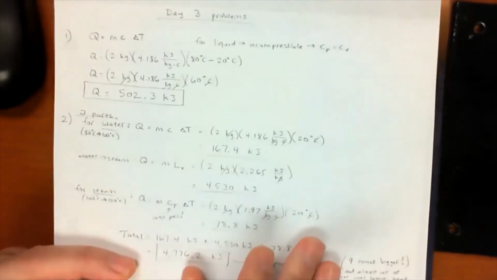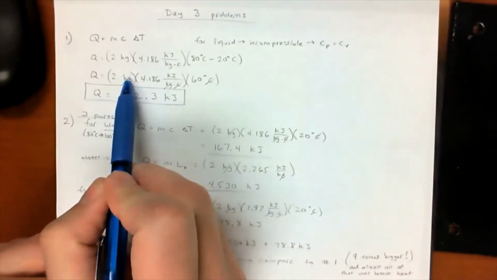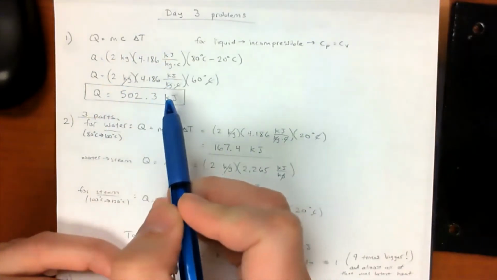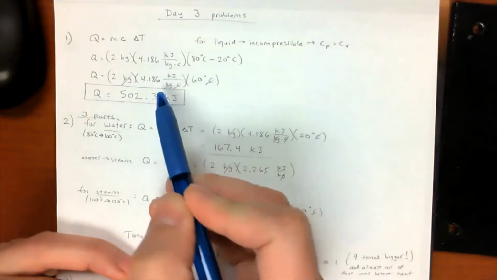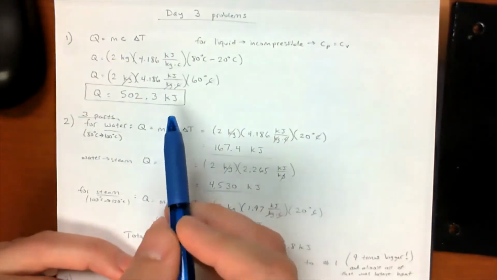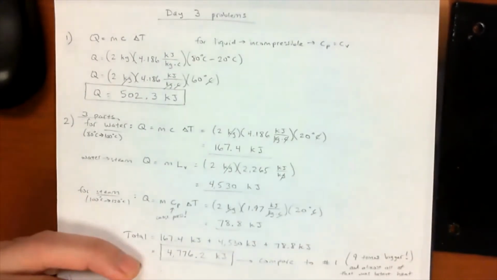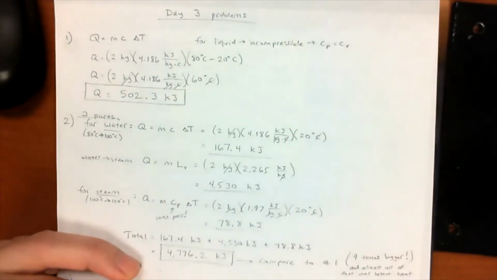So you plug in all your numbers and then check out your units here. You've got kilograms in the numerator here, kilograms in the denominator here, so those cancel out. And you've got degrees Celsius in the denominator here and in the numerator here, so those cancel out. And your only units left are kilojoules, which is good because Q is a unit of thermal energy, and a unit of energy is the joule or the kilojoule. So our answer is 502.3 kilojoules.